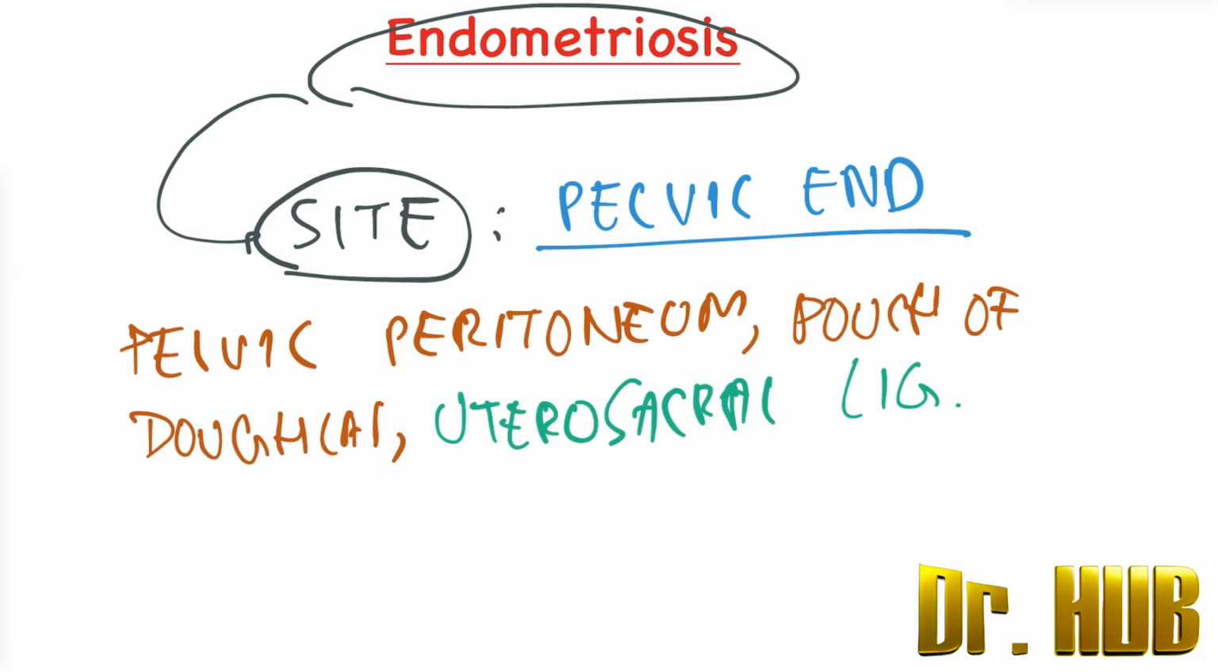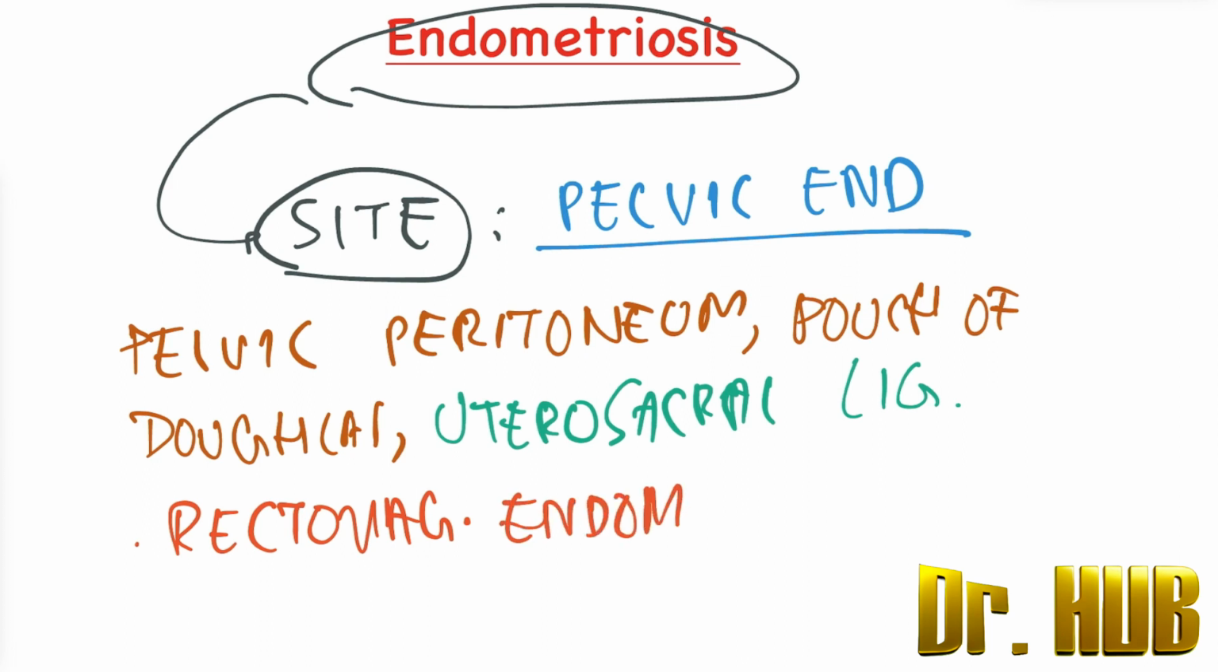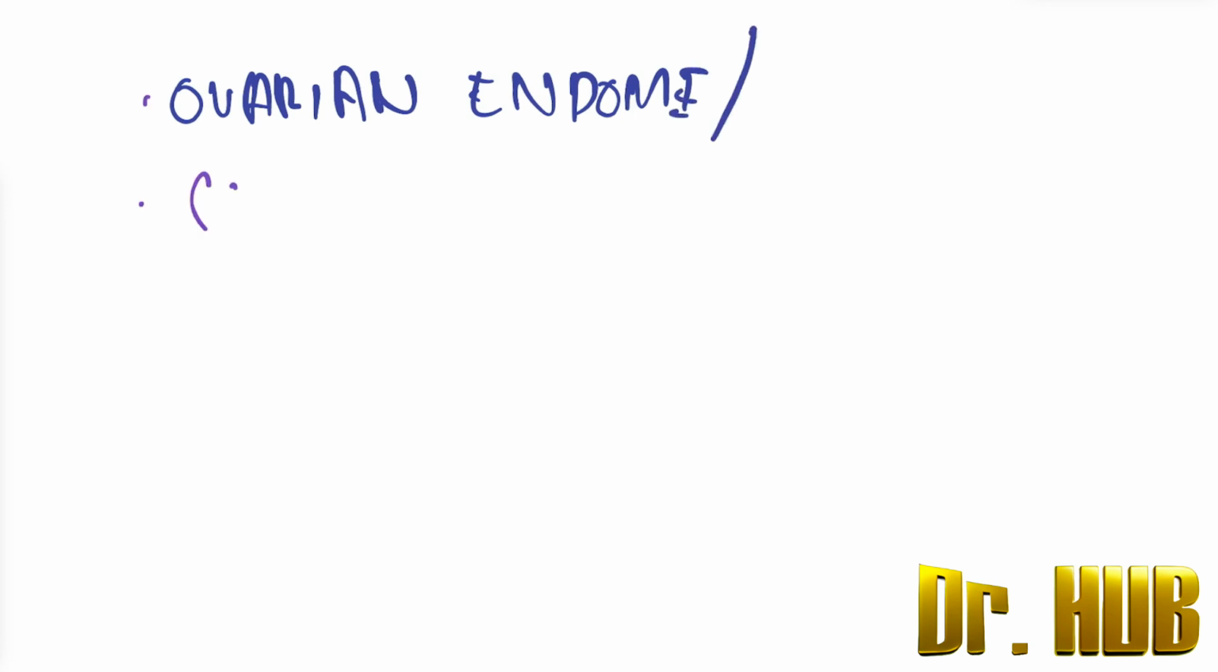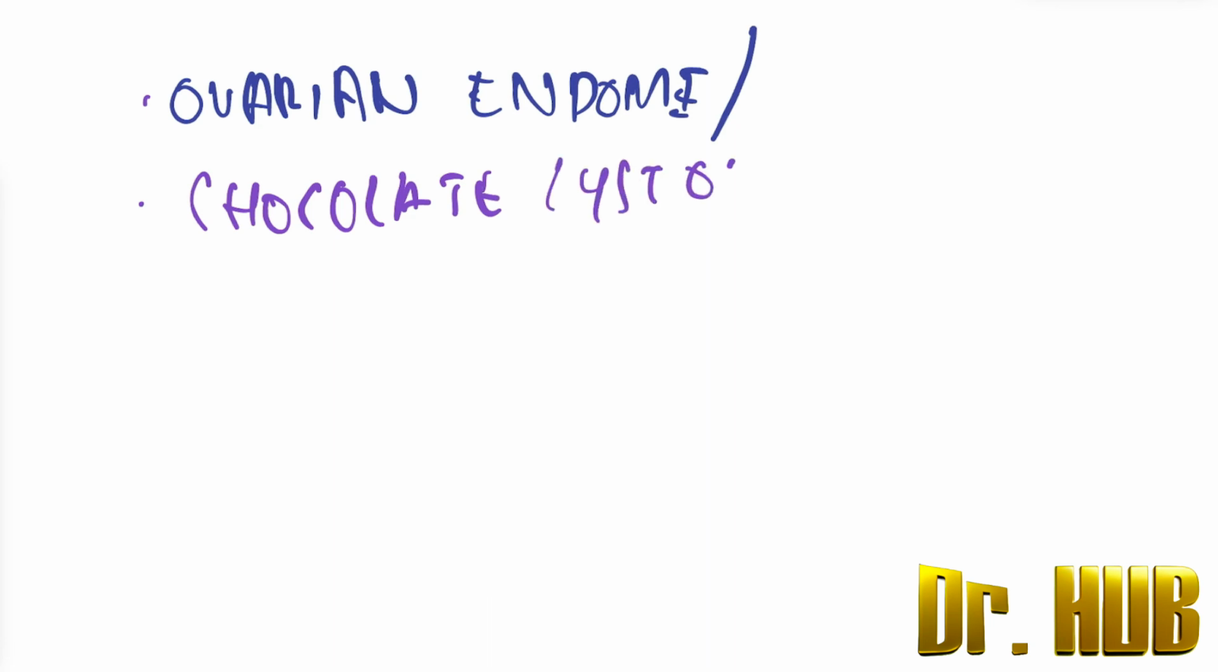Next, the sites of endometriosis include rectovaginal endometriosis. Then comes ovarian endometriosis, which includes the chocolate cyst of the ovary, and there are other sites.